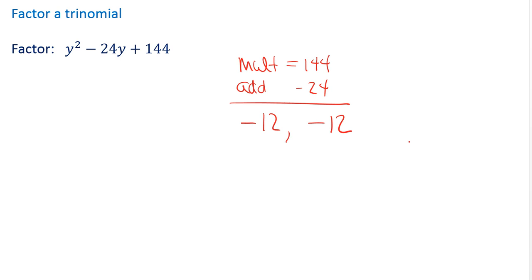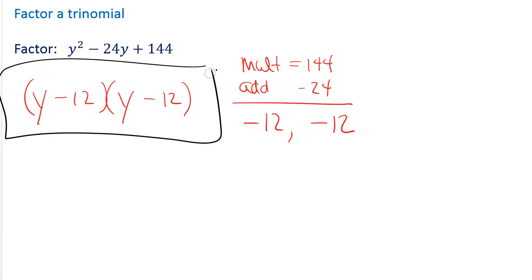Now what do I do? I break this down into a binomial, which is two terms, times another binomial, using these two values. So in other words, to get y squared, I need a y times a y, and to get the 144, I need the minus 12 and the minus 12. Now, what's great about these problems is you can always check your work, too. This is what we're saying is the answer.